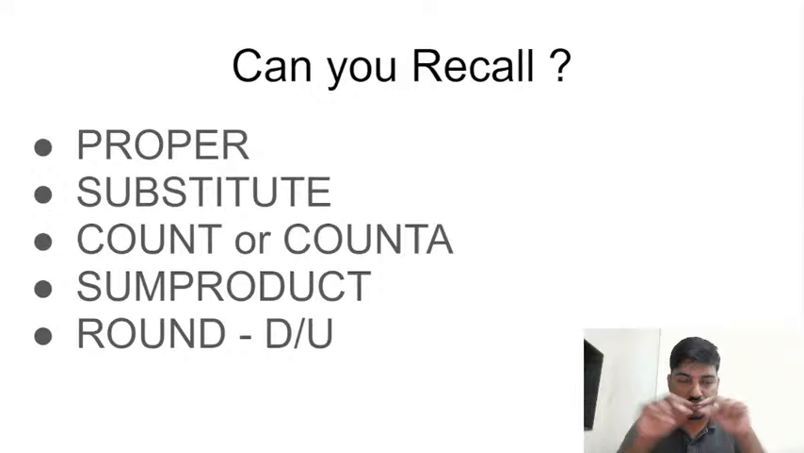Can anyone tell me what the ROUND function is and why I have written D/U in front of that? Just try to recall. It will not take much time. We have 4 more minutes left to finish with this. I have written D/U with ROUND. Why? What is the ROUND function and what is the meaning of D and U? Can anyone remember?